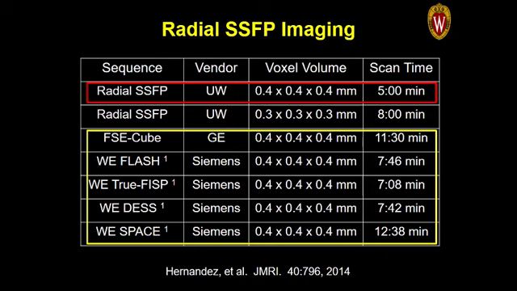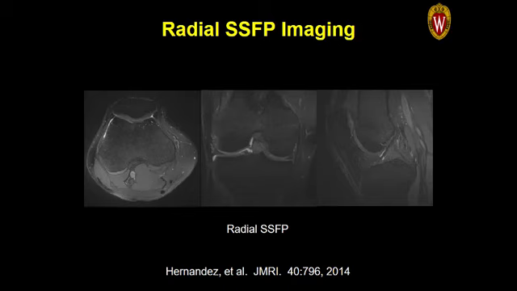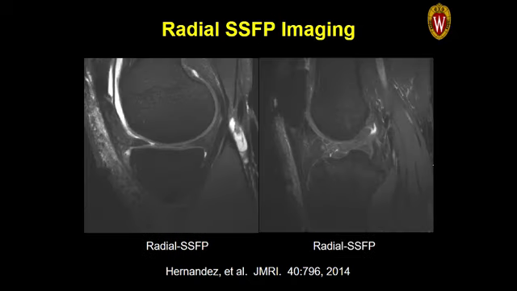Now, the improved acquisition of image data can also be used to create higher-resolution images, which is 0.3 millimeter isotropic resolution, and still a clinically feasible 8-minute scan time. And as you can see here, these images look very nice, and high resolution is especially valuable for evaluating articular cartilage. Now, our group tried to investigate whether or not this radial steady-state free precession sequence could be used to provide comprehensive joint assessment.